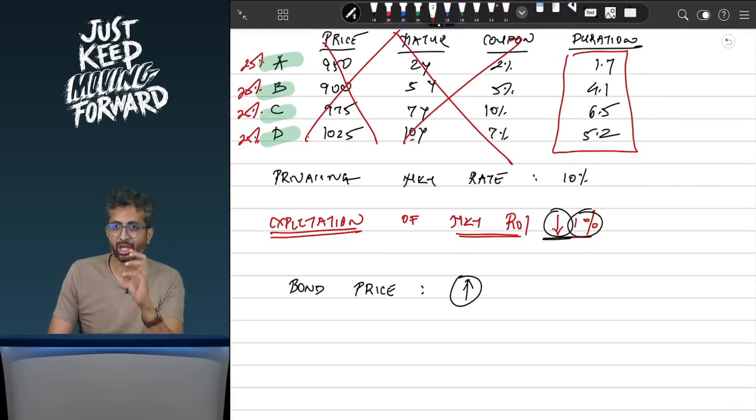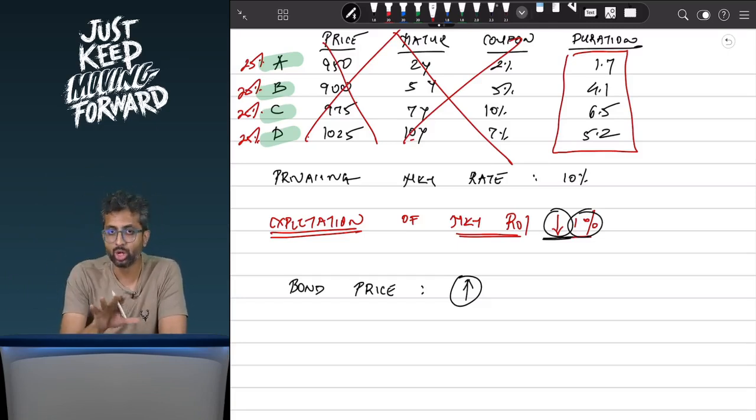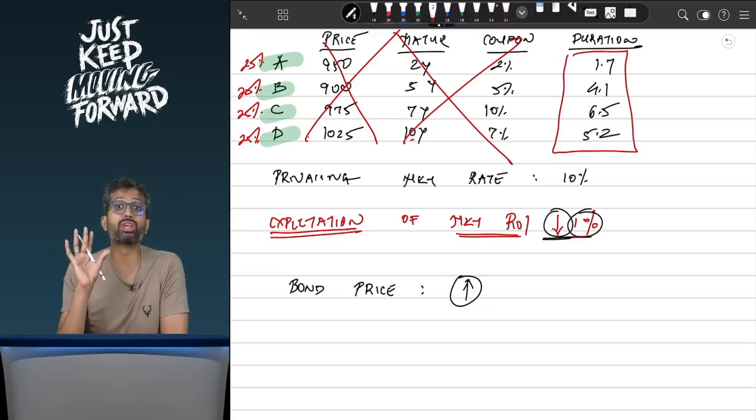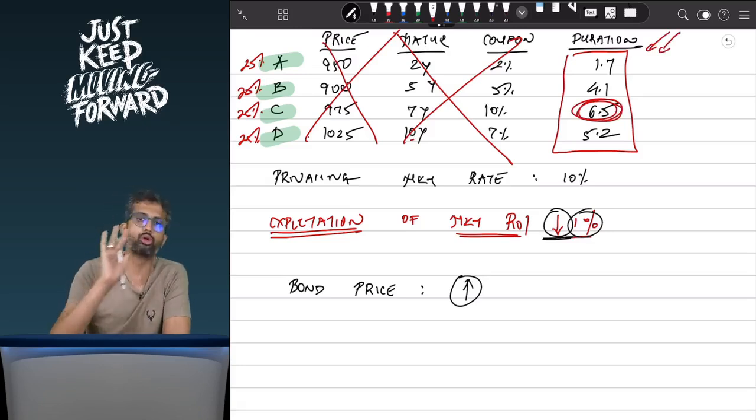You will say, forget it. I know that if the market rate of interest is falling, bond price will rise. But it will rise by how much? I don't know. The best guess of that rise is given by the duration statistic. And hence, between all of these bonds, which bond has the highest duration? Bond C. You might have answered C, A, B, D, whatever. If you had looked at the duration column and answered, then you have got this correct.